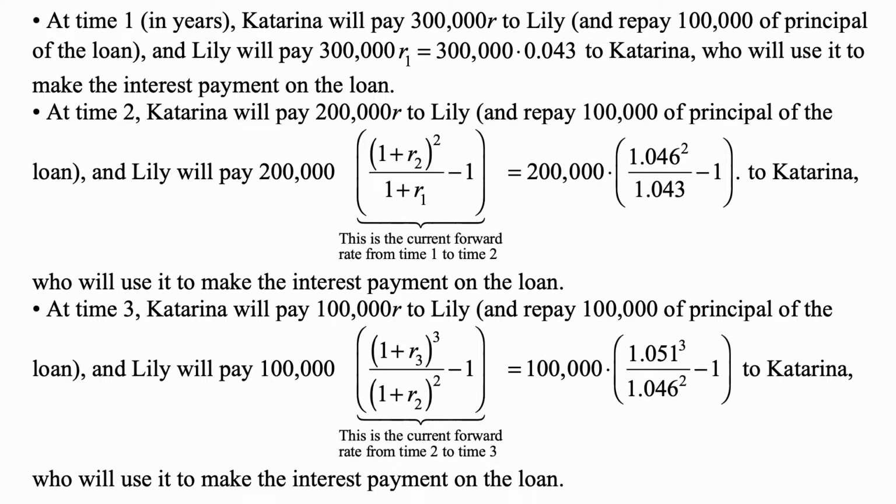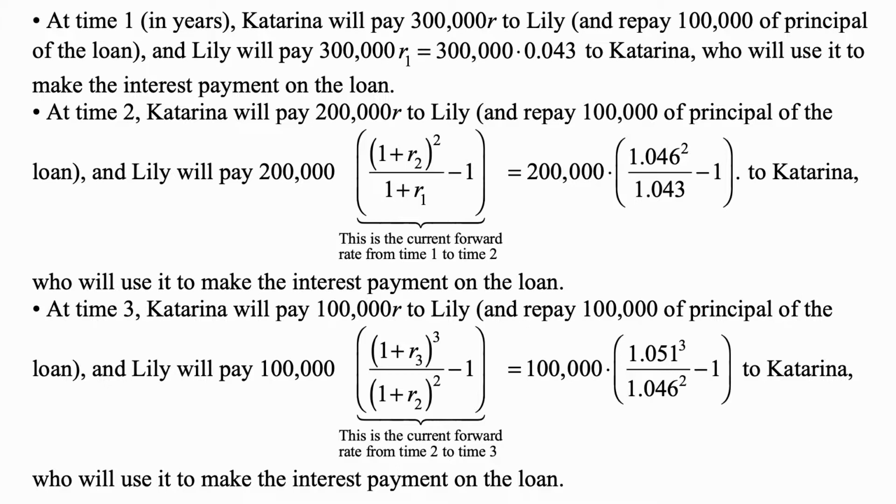At time 2, Katerina will pay 200,000 times R to Lily and repay 100,000 of principal of the loan, and Lily will pay 200,000 times, well, the forward rate from time 1 to time 2. That's the rate that will then become the spot rate from time 1 to time 2. And that will be, well, 1 plus that forward rate times 1 plus R1, the spot rate from time 0 to time 1, must be equal to 1 plus R2, the spot rate for time 2, squared.